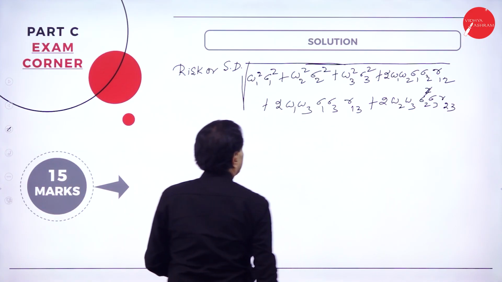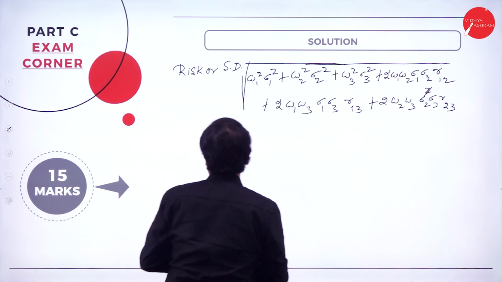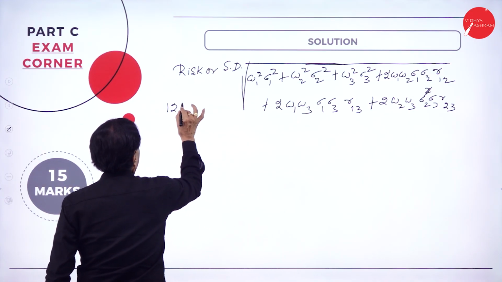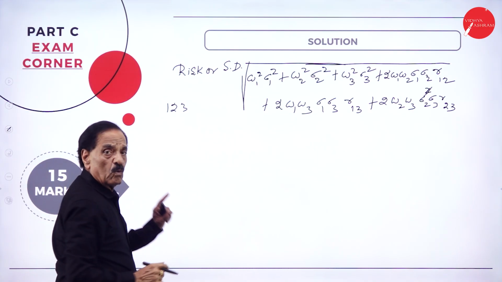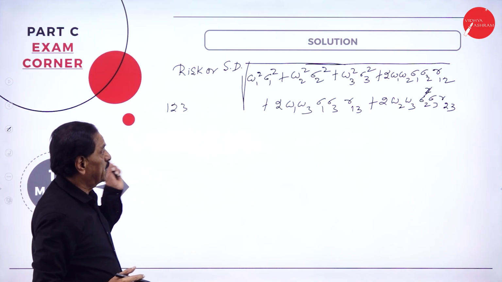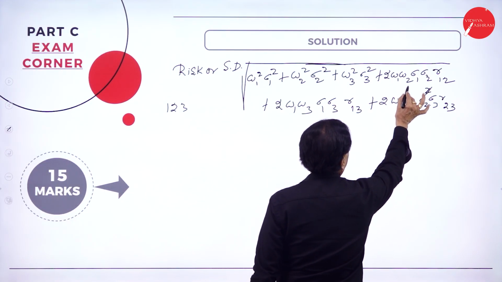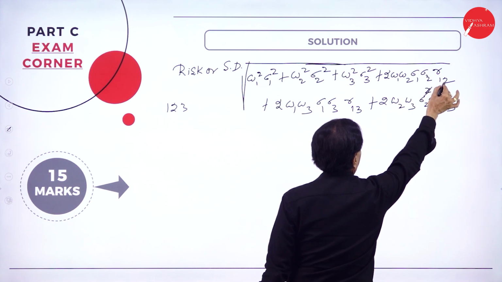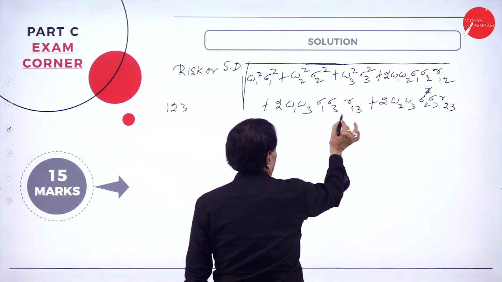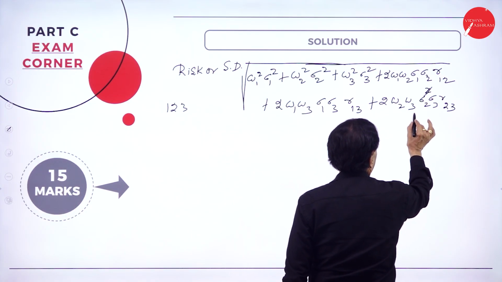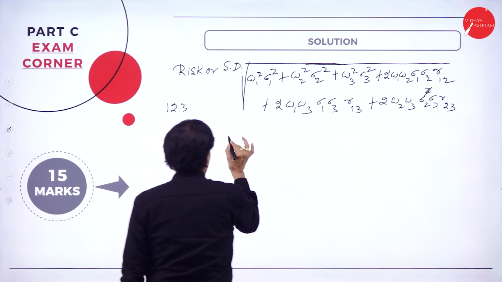So, it's a rotation system. If you have 1, 2, 3, it goes 1 and 2, 2 and 3, 3 and 1. So this is 2 into W1 W2 standard deviation 1 standard deviation 2 R of 1,2. Here 2 into W1 W3 standard deviation 1 standard deviation 3 R of 1,3. 2 into W2 W3 standard deviation 2 standard deviation 3 R of 2,3, all under the root.